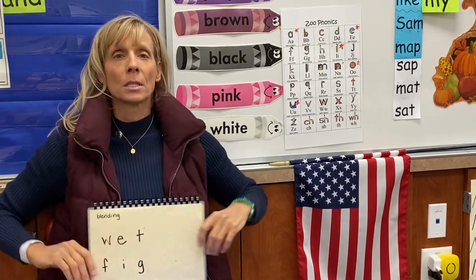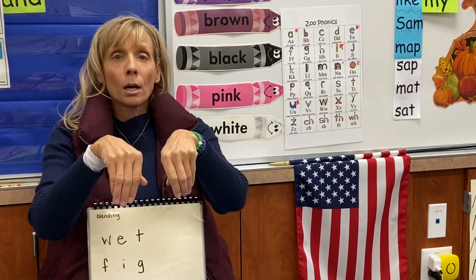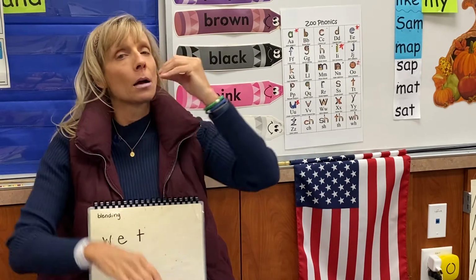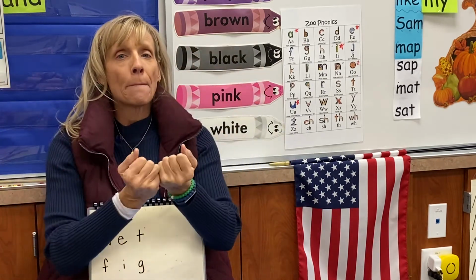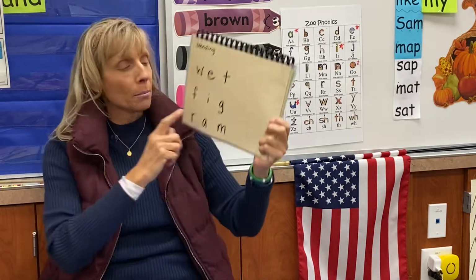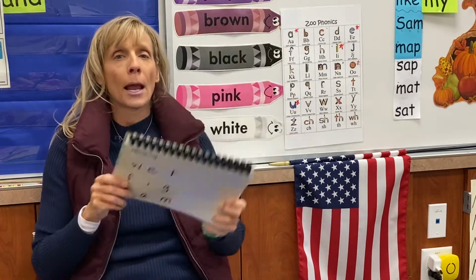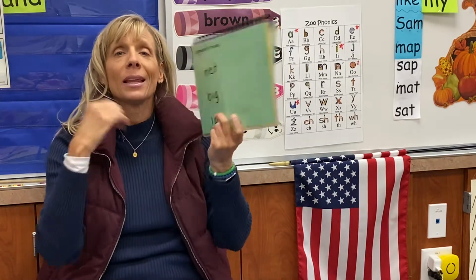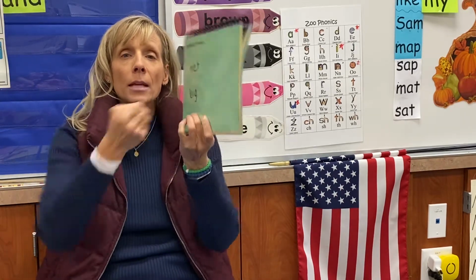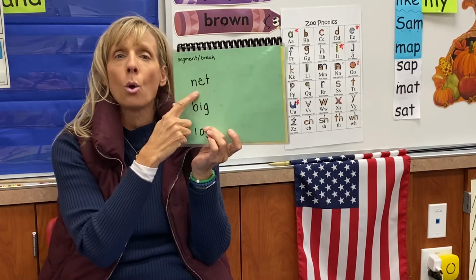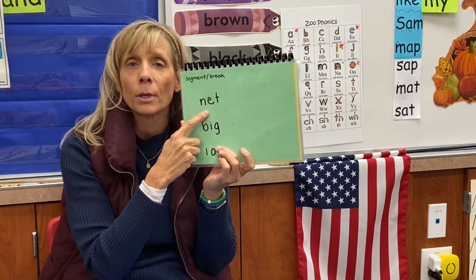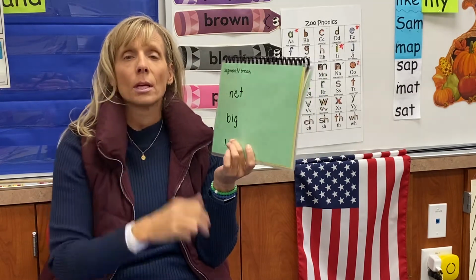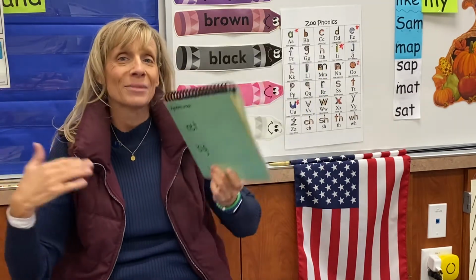R, A, M. Signal. Ra. Am. Blend. Ram. A ram is a boy sheep. Ram. Okay, now that was blending, and now we are segmenting. Now I'm going to say the whole word already blended together, but you're going to break it apart into 3 sounds.